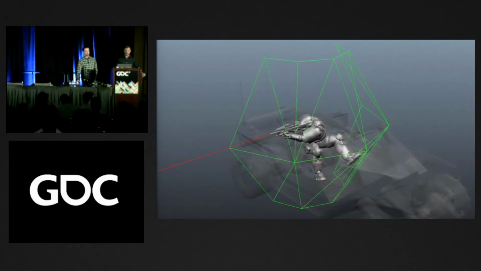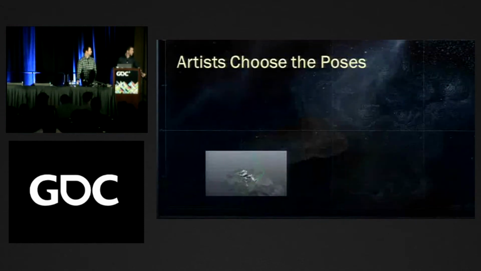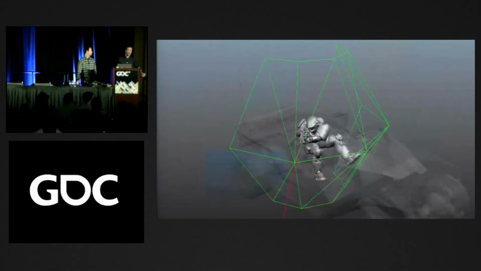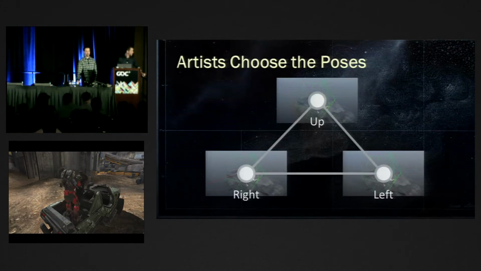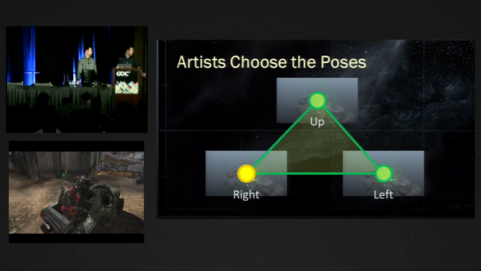So here's an example of the Spartan sitting in a warthog, and he's aiming all the way to the right, where the green grid represents the different samples triangulated. And here's a sample of him aiming a little bit more to the left. And now one where he's aiming straight up. So we take all three of those poses and we're going to blend them together. But how?